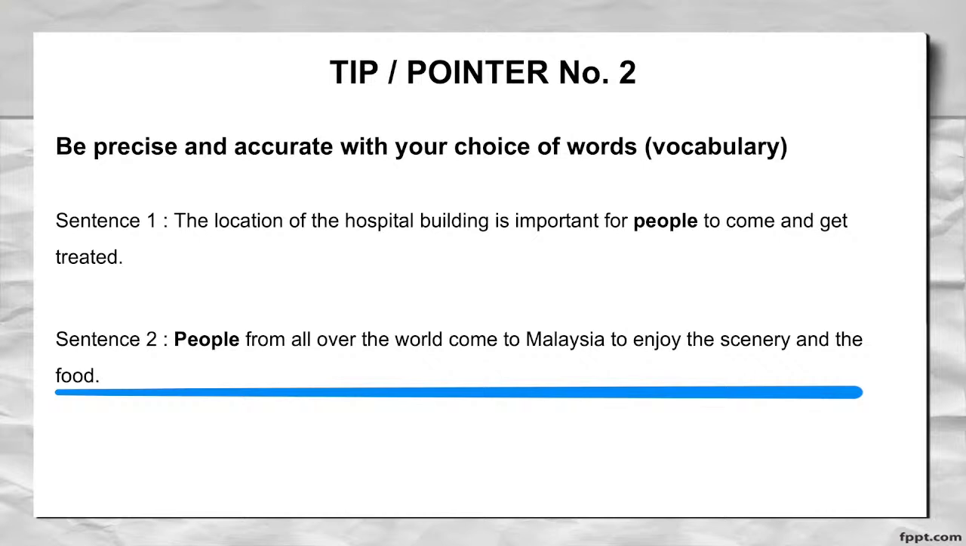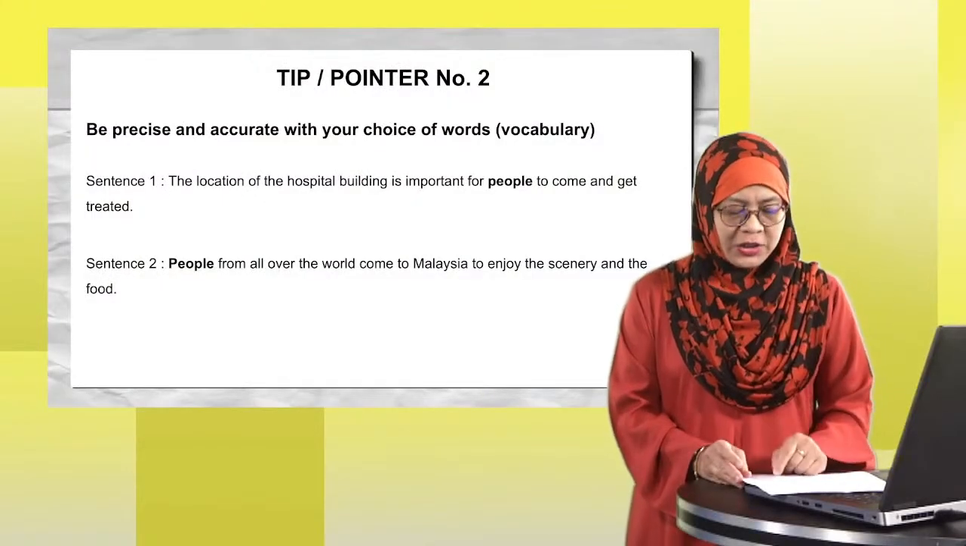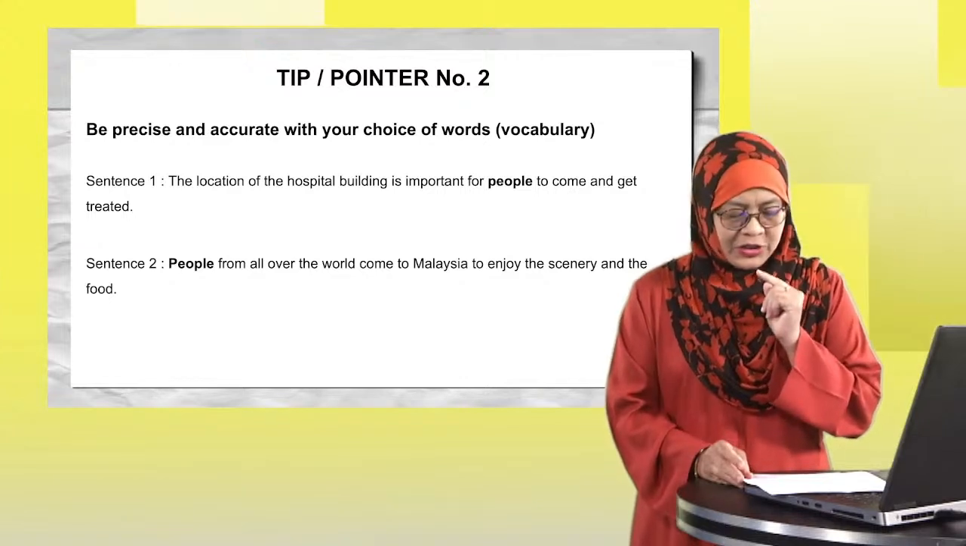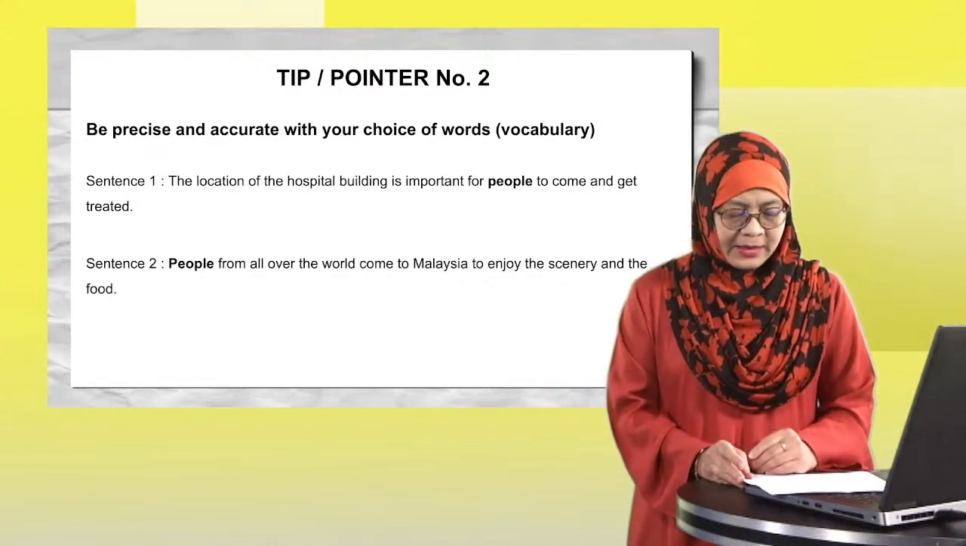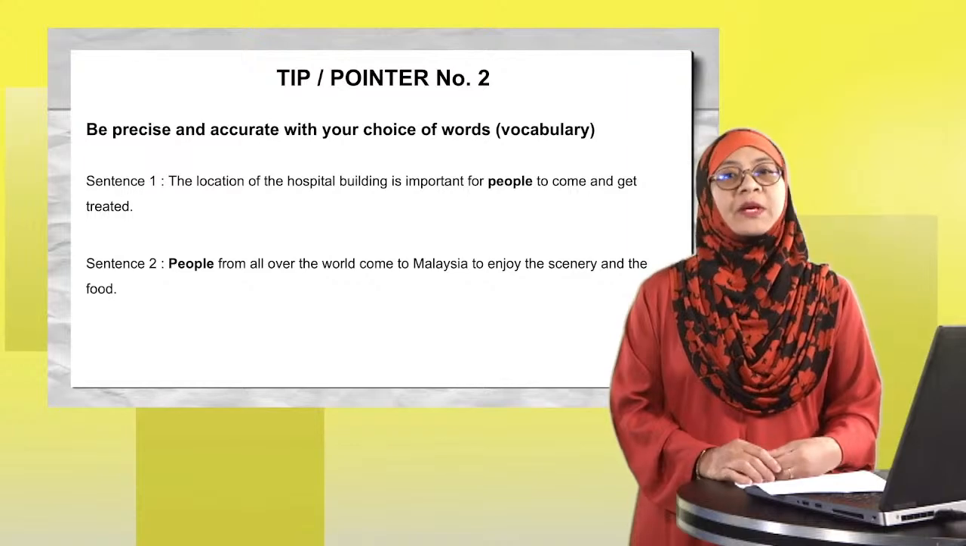Now, students, let me ask you something. Does the word people in the 2 sentences mean the same group of people? You are right. They definitely are not the same people. So, the next question is, what can you do to make your sentences better? Let's change the word people to a different word so that the sentences would be more accurate.